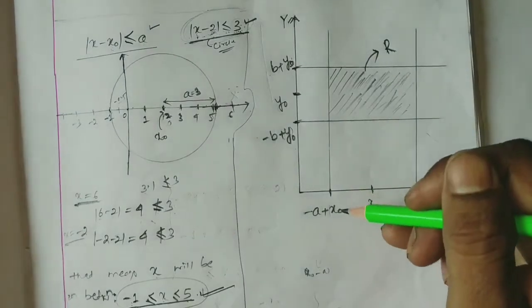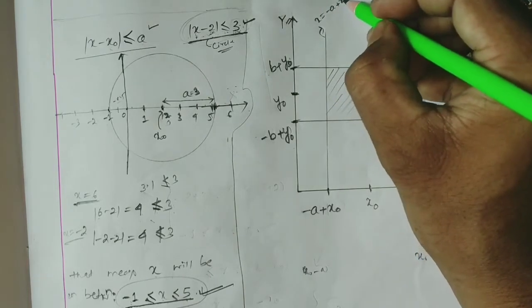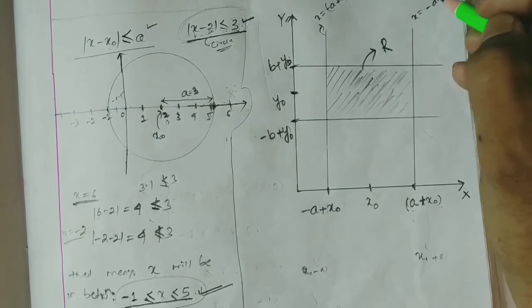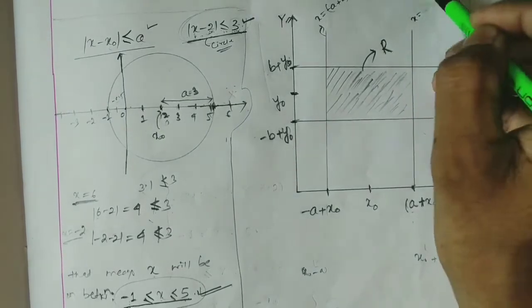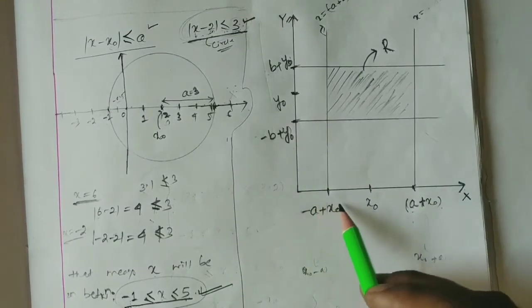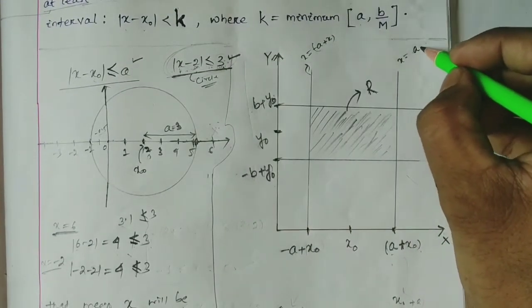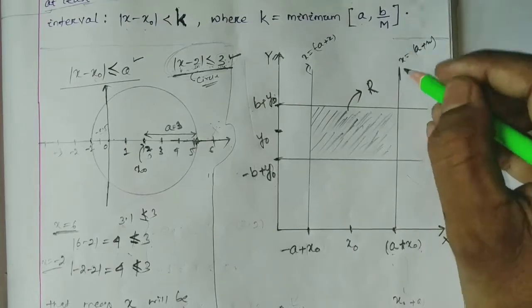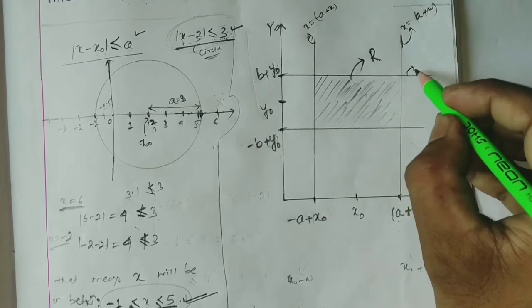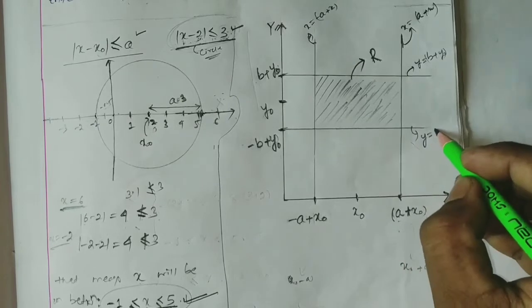If I am going to draw the line, this line represents x equal to minus a plus x0, and this line is nothing but x equal to plus a plus x0. Both a and x0 are constants, so this is a number. x0 is a number. So x equal to a plus x0 represents the equation of this line. Likewise, this is the equation of y equal to b plus y0.